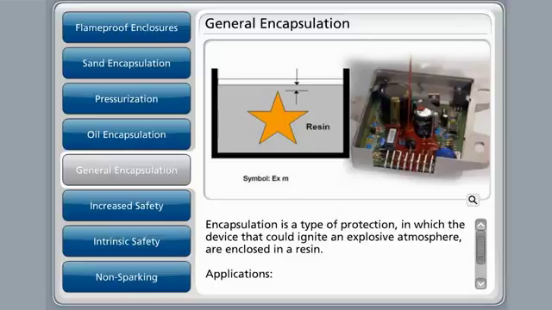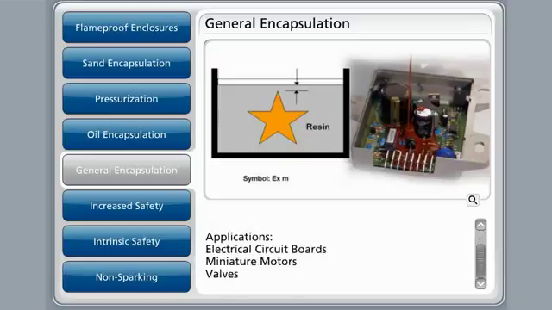Encapsulation is a type of protection in which the device that could ignite an explosive atmosphere are enclosed within a resin. The material used would be resistant to environmental influences, heat, and/or sparking from electrical components. The general application for this protective method would be used for electrical circuit boards, miniature motors, and valves.